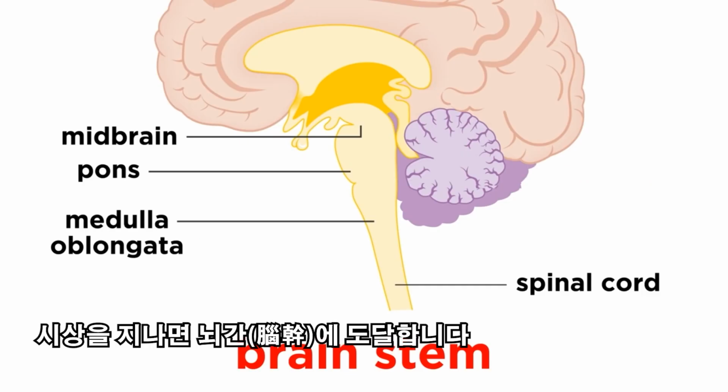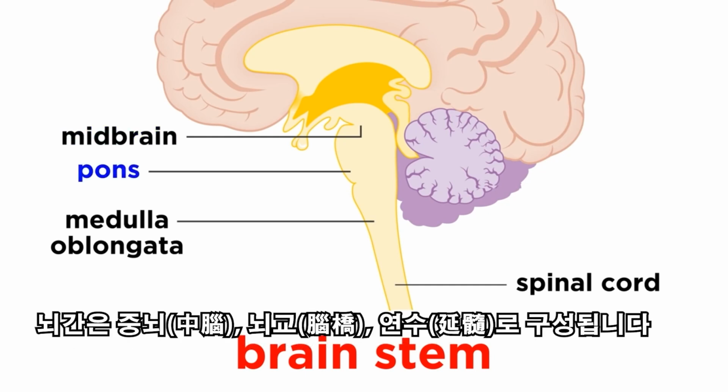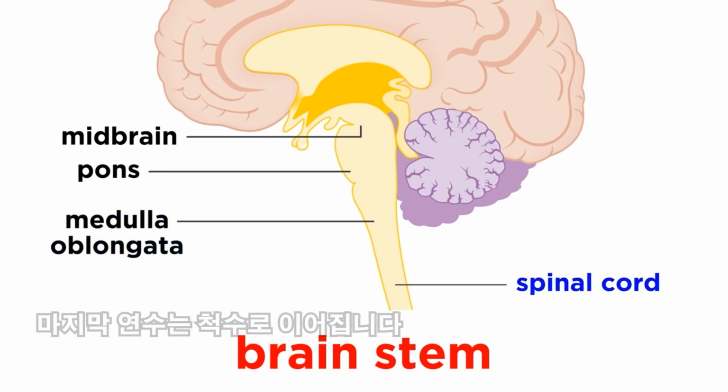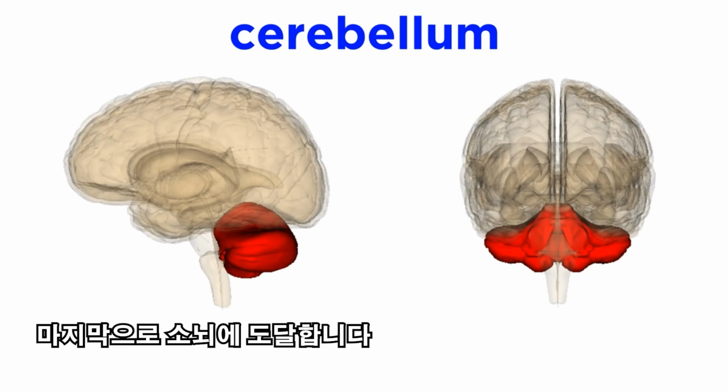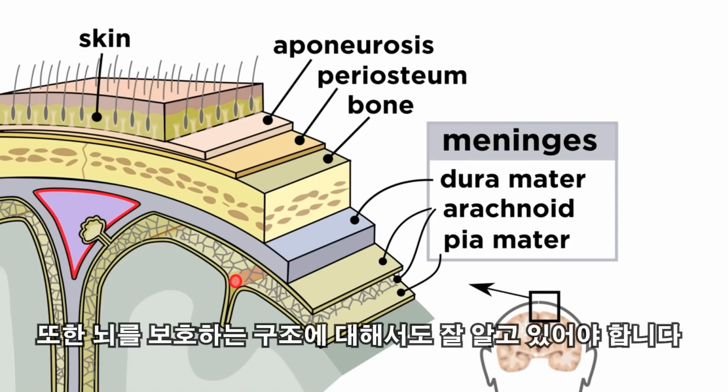After the diencephalon, we get to the brainstem. This consists of the midbrain, pons, and medulla oblongata, the last of which blends into the spinal cord. Finally, we get to the cerebellum. This region, which consists of two hemispheres, regulates muscle contraction to generate smooth, coordinated motion. In addition, we should be aware of the structures that protect the brain.